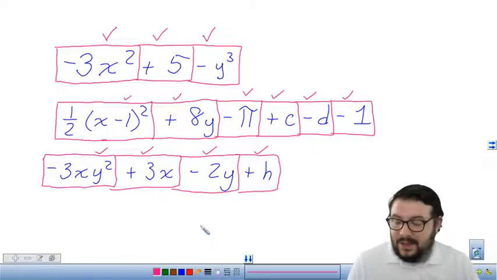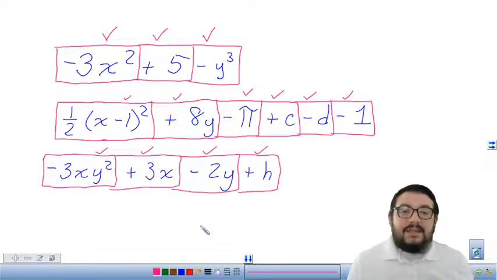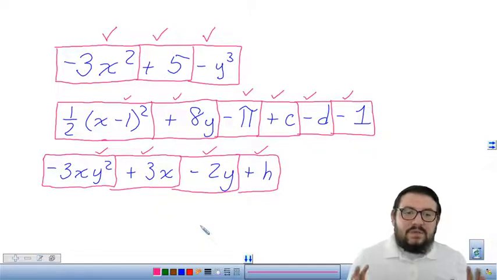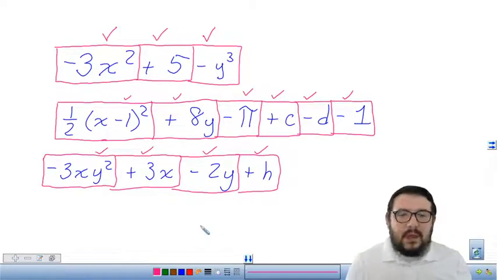All right. So in this video, we learned how to identify terms. Okay. It's incredibly important that you do this. It's so foundational to algebra. You will be amazed at how good you will be at algebra if you're able to draw these little boxes. All right. So there you have it. We've learned about terms.